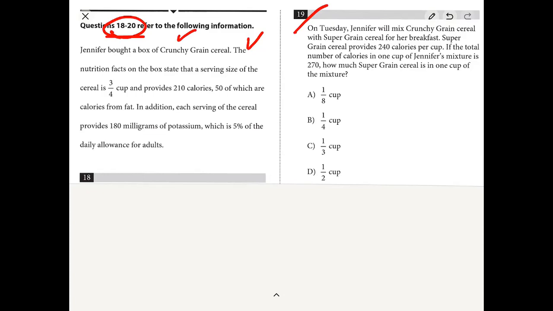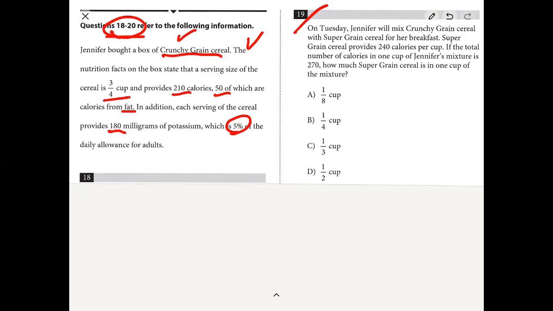So it says, Jennifer bought a box of crunchy grain cereal. The nutrition facts on the box state that a serving size of the cereal is 3/4 cup and provides 210 calories. 50 of the calories are from fat. That's a lot of fat. In addition, each serving of the cereal provides 180 milligrams of potassium, which represents 5% of the daily allowance. So those are the facts. 3/4 cups gives you 210 calories.